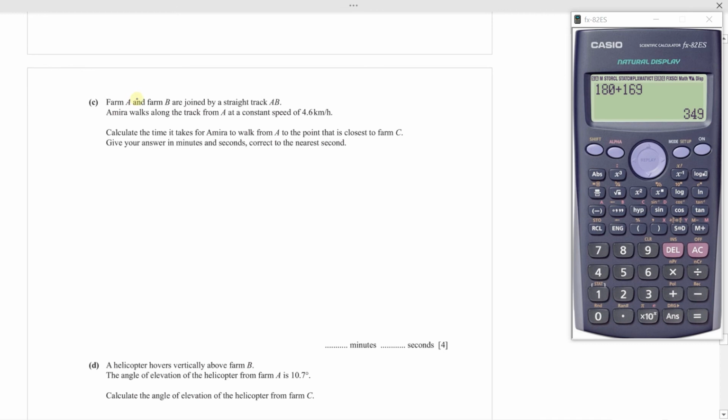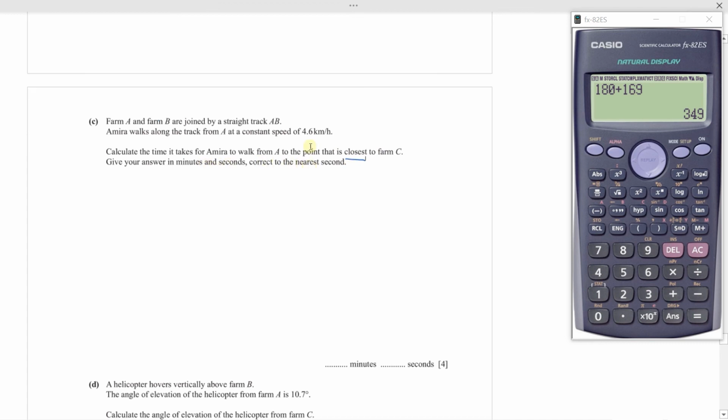The next part is: farm A and farm B are joined by a straight track AB. Amira walks along the track from A at a constant speed of 4.6 kilometers per hour. Calculate the time it takes for Amira to walk from A to the point that is closest to farm C. Give your answers in minutes and seconds, correct to the nearest second.